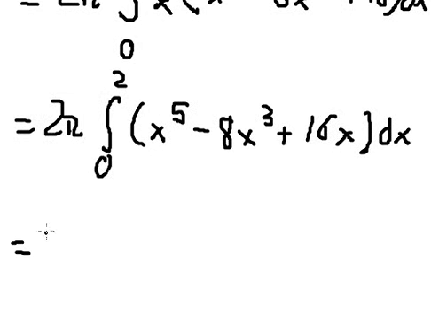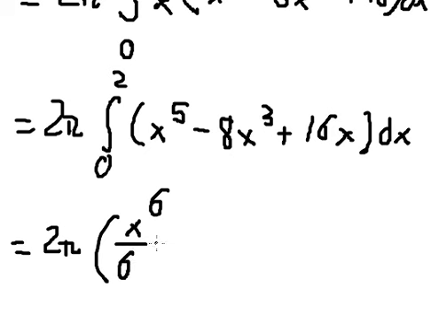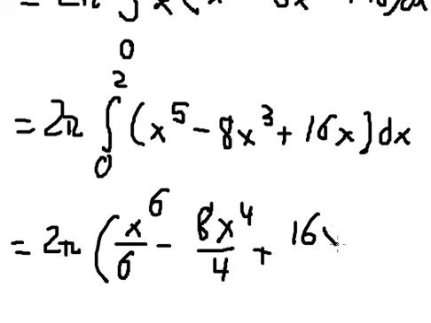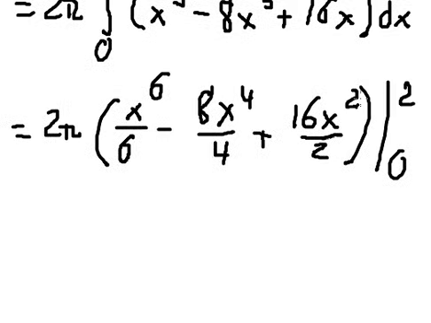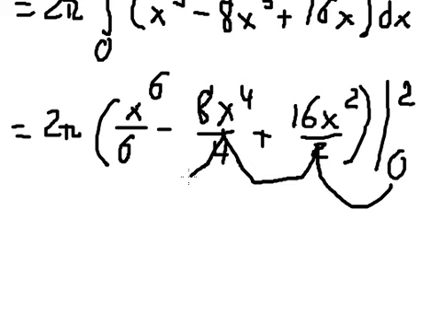And now we have the final answer. The integration of x to the power of 5 gives x to the power of 6 over 6. This one we have 8x to the power of 4 over 4. And the last one is 16x squared over 2. And then we put the bounds from 0 to 2. So I will put 2 going here for the top, and 0 for the bottom here.